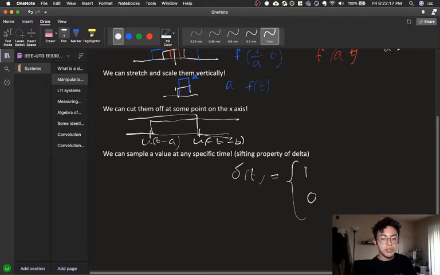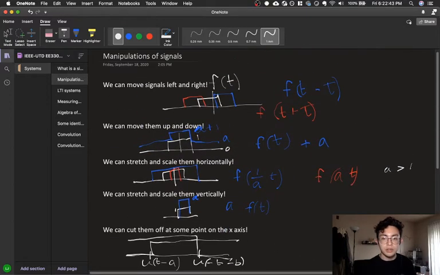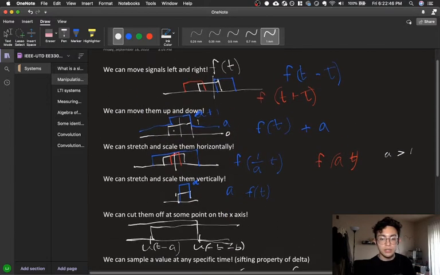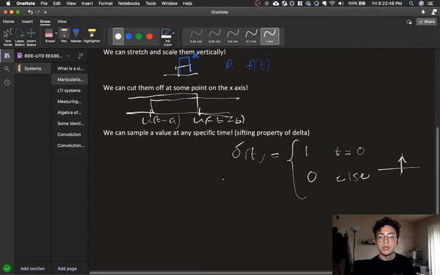So the functional definition of the delta function that we'll be working with is where it's 1 when t is equal to 0, and then this is 0 elsewhere. And notice that this is just a spike at 0. That's how we'll draw it. And we can move it left and right by doing these same things to the delta function. We can scale it, we can shift it, we can do everything that I just went over.